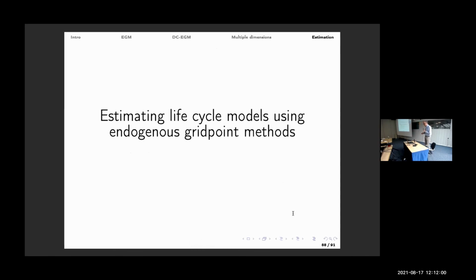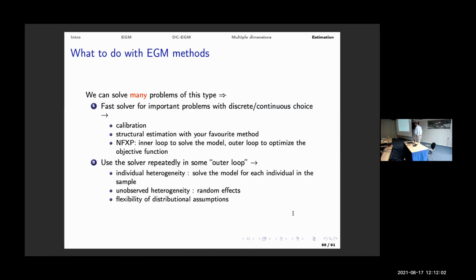Now, very fast, about what to do with the EGM method for us as econometricians. The main selling point is that it's fast, right? So essentially, you can solve consumption savings, and consumption savings plus some discrete choice, very many times. You can do structural estimation. You can put this solver inside of the NFXP estimator and do normal structural estimation. You can put it into some other outer loop.